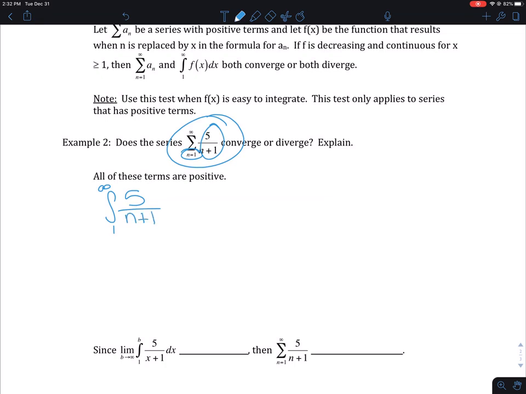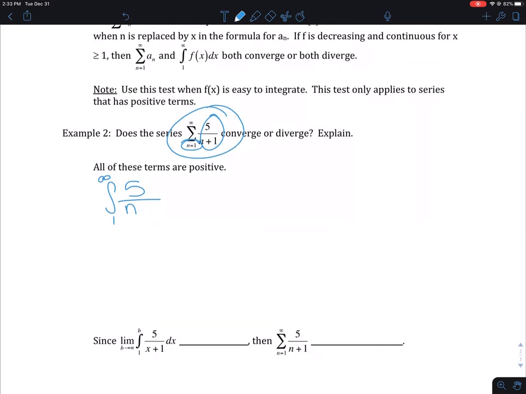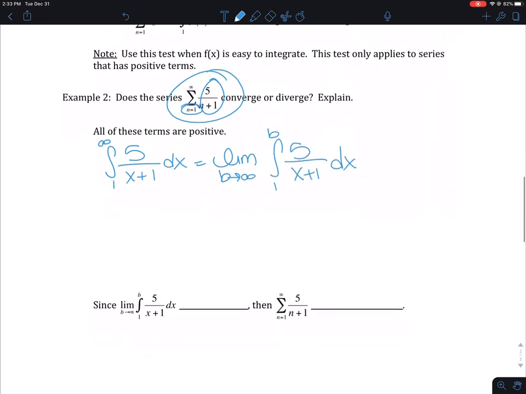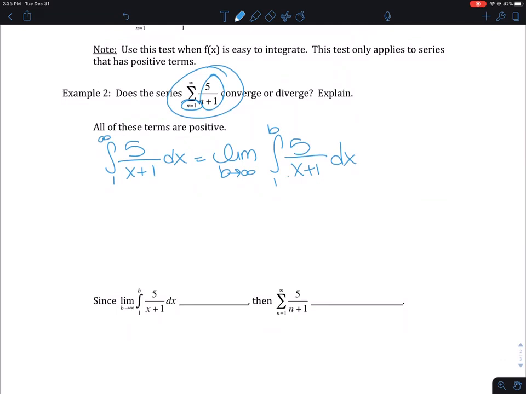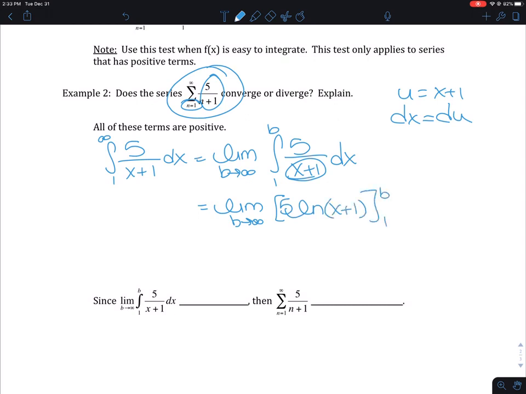Instead of n, they want it to be x, because you typically take antiderivatives of x, not n. So now, take the limit as b approaches infinity of the antiderivative from 1 to b of 5 over x plus 1 dx. This is the antiderivative of ln. Typically, there is a u substitution here, but your dx will be equal to du, so it doesn't matter, because u is equal to x plus 1. So this is the limit as b approaches infinity of 5 ln of x plus 1, and I'm evaluating from 1 to b.